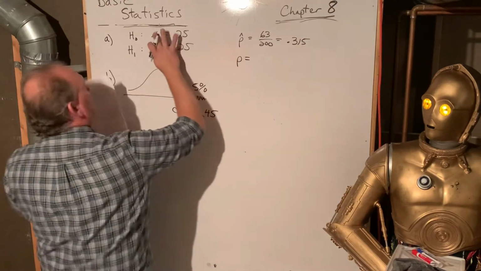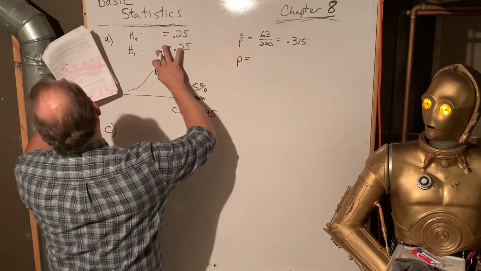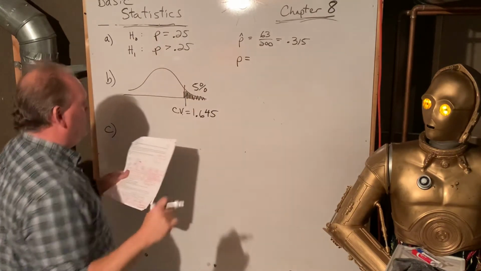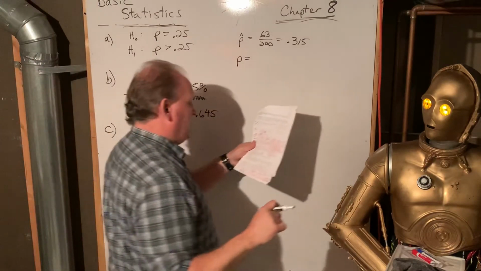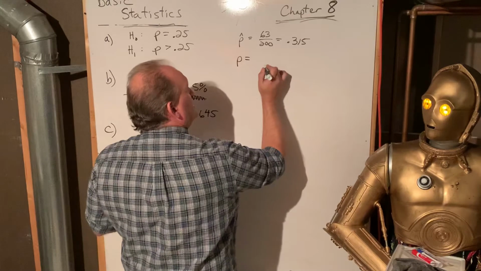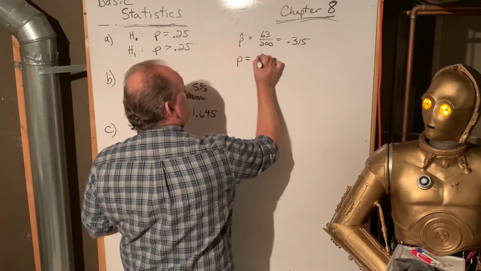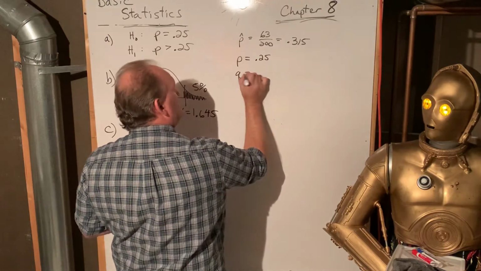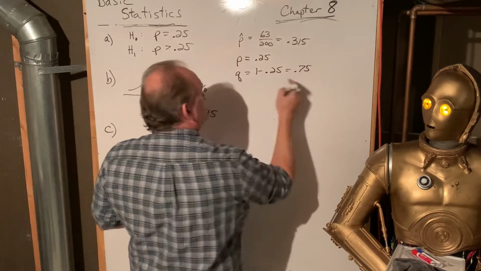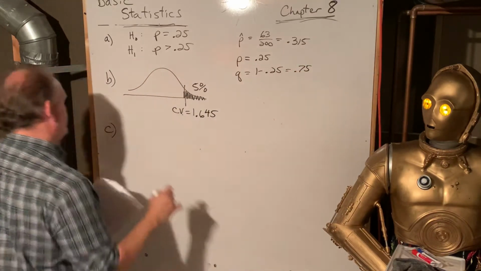Oh wait, these are P's, not U's. Okay, I have P's on my notes, now I have P's on the board. It's probabilities. My brain was in mean land for some reason. All right, so P was equal to 0.25, and that means Q is equal to 1 minus 0.25, or 0.75.